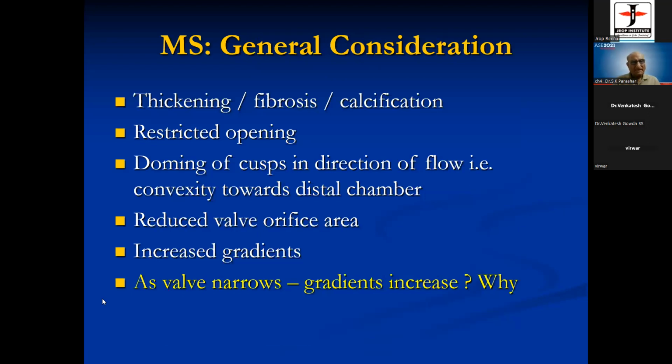And then as the valve narrows, the gradients increase. Gradient, as you know, is the difference of pressure between the two chambers. In a mitral stenosis, it is the difference between LA and LV. So when the valve is more narrow, the pressure increases more in the LA, so the greater will be the pressure difference between LA and LV. So the gradients increase, and they are related to the valve orifice area.